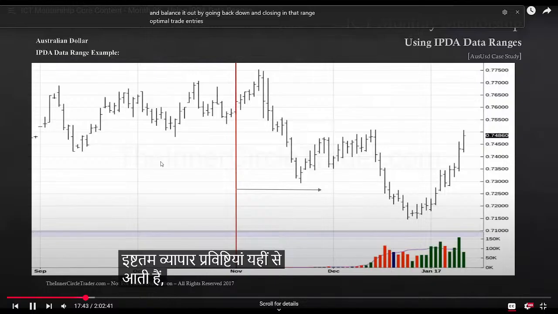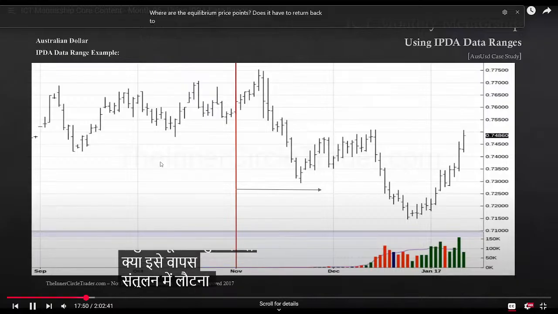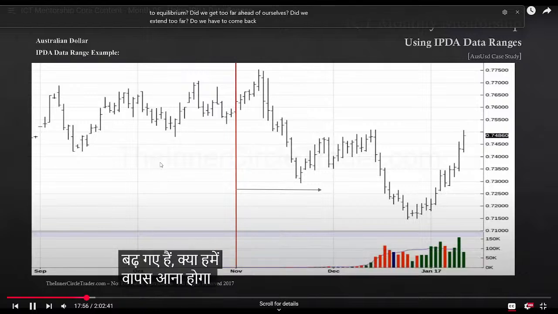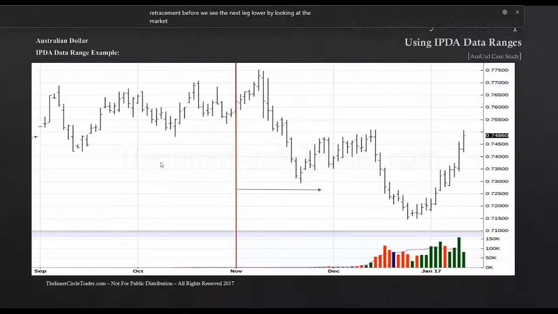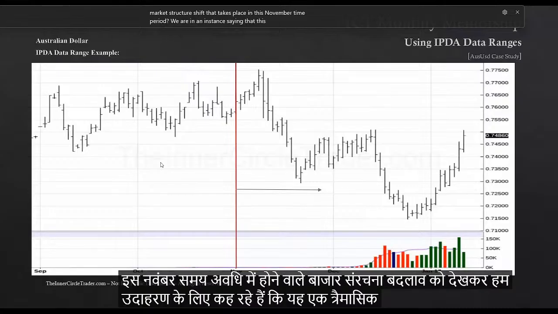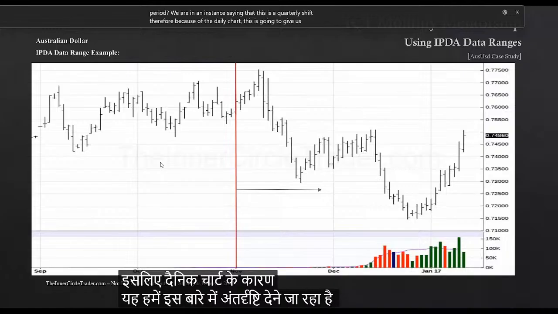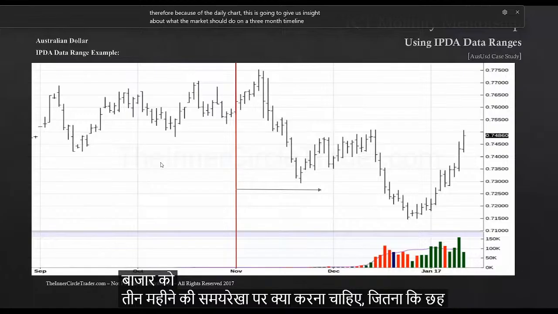Optimal trade entries, that's where that comes from. Where are the equilibrium price points? Does it have to return back to equilibrium? Did we get too far ahead of ourselves? Did we extend too far? Do we have to come back and retrace, a minor retracement, before we see the next leg lower? By looking at the market structure shift that takes place in this November time period, we are in essence saying that this is a quarterly shift. Therefore, because it's a daily chart, this is going to give us insight about what the market should do on a 3-month timeline, as much as 6 months.